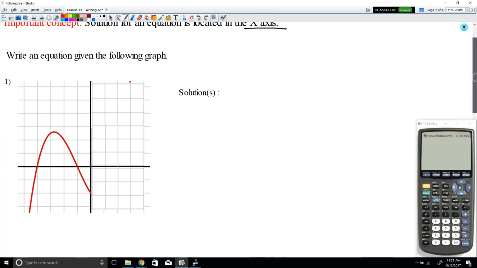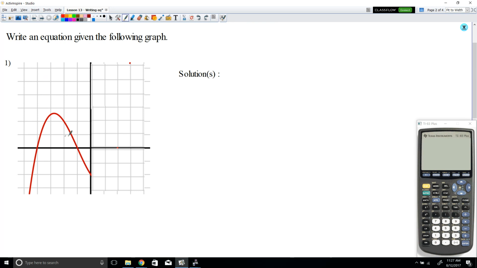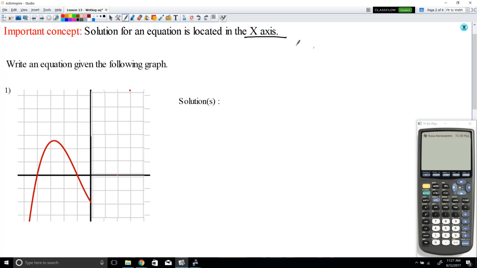Okay, so now let's look at our first example. Here we have our graph. The red line is our graph. It says here that we need to write an equation for this graph. All right, so how do we do this? Well, we are going to apply the important concept, because we know that this is the x-axis. The solutions for the equation are located on the x-axis. Notice that this graph touches the x-axis at this point and at this point. So that means that these two points are the solutions for this graph.